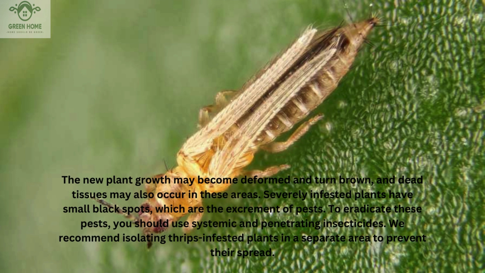The new plant growth may become deformed and turn brown, and dead tissues may also occur in these areas. Severely infested plants have small black spots, which are the excrement of pests. To eradicate these pests, you should use systemic and penetrating insecticides. We recommend isolating thrips-infested plants in a separate area to prevent their spread.